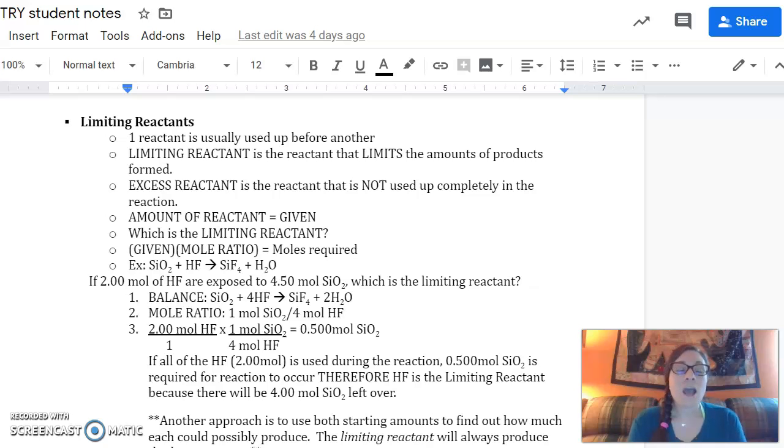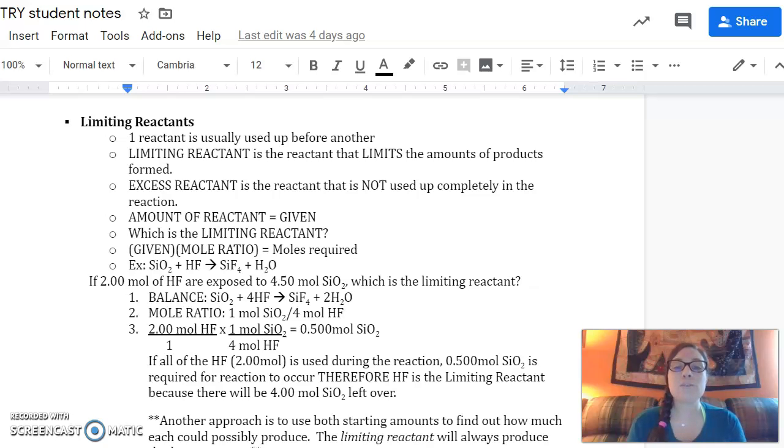other stuff. I can only make one batch of pancakes because that is the ingredient that limits the amount of product that I can form. I can have as much of the other stuff as I could possibly have, but it's not going to allow me to make any more pancakes because I've run out of flour. So that would be your limiting reactant in that case.